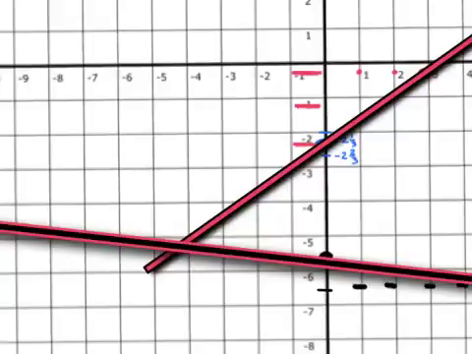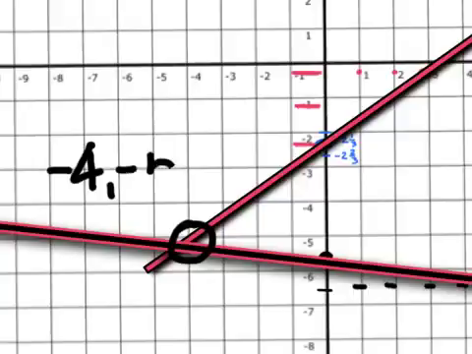Negative 4, negative 5 right here. So negative 4, negative 5, and that should be the solution for the system of equations. Now what we'll do is go back and solve that system algebraically and see if it's actually right.